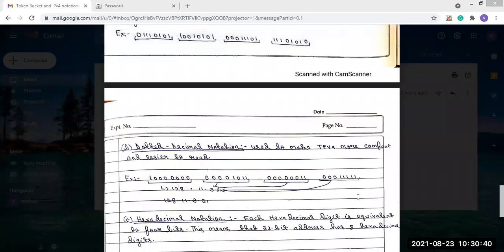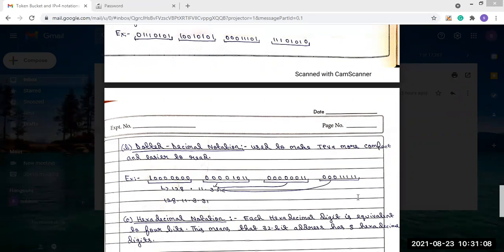Now you see the dotted decimal concept. The dotted decimal notation is used to make IPv4 compact and easy to read. Instead of binary notation, in dotted decimal notation the binary numbers are simply converted into decimal form. If we read it in decimal form, it is much easier and more compact to read. And another notation is the hexadecimal notation.